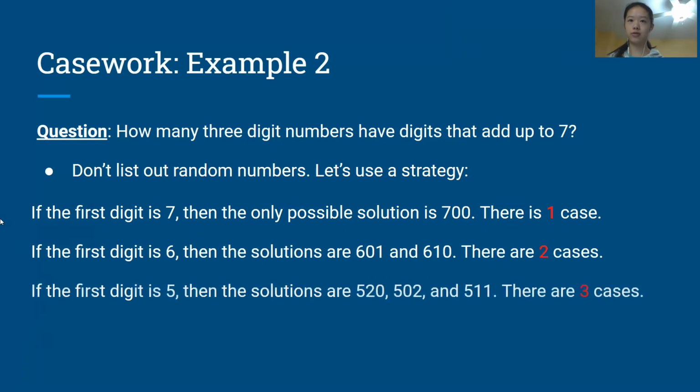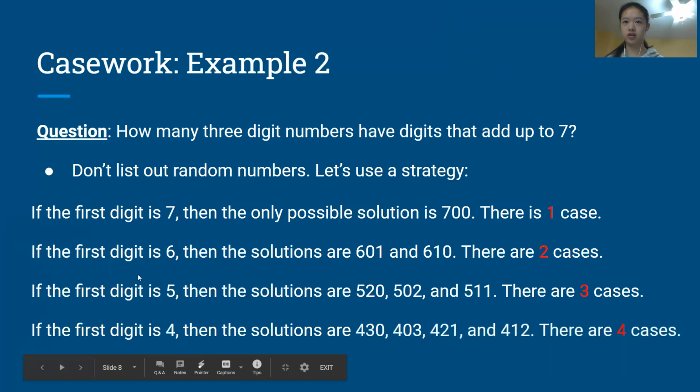Next, we're going to say if the first digit is 5. Then we list out the solutions. We could have 520, 502, and 511. There are 3 cases. And then we can say if the first digit is 4, etc. We list them out. We find 4 cases. And by now, I guess you could continue listing them all the way until 1. But if you're staying organized and you're maybe making a table on your paper and looking at the numbers you've gotten, you may notice a pattern.